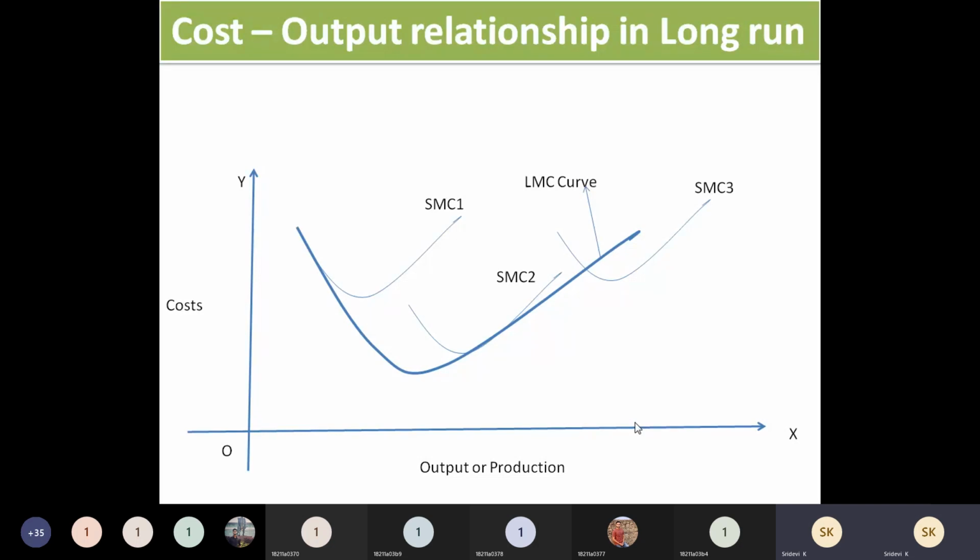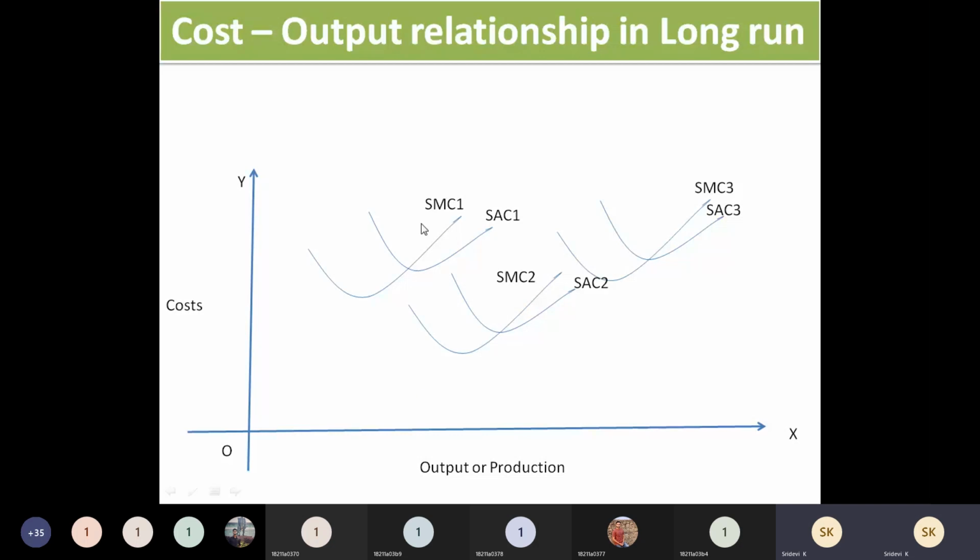optimum points of 3 cases, 3 short runs. So the 3 short run optimum points will be obtained by intersecting the marginal cost curves and the average cost curves. So here you can see SMC1 and SAC1 are intersecting at this point, and SMC2 and SAC2 are intersecting at this point, and 3 is intersecting at this point.